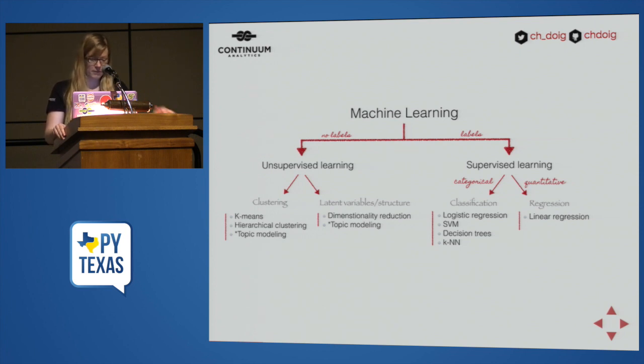If it does have a label, we're talking about supervised learning. And depending on whether that label is a categorical variable or quantitative, we're going to talk about classification versus regression. Unsupervised learning is where you don't have that kind of label or true value. So what you can do is cluster things together or try to find what structure or latent variables exist in your data set. But you don't really have a way of predicting new values in the way we do in supervised learning.